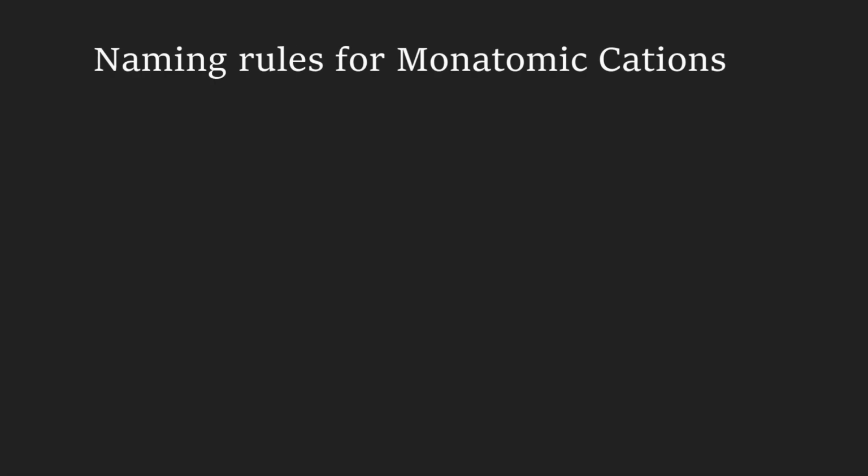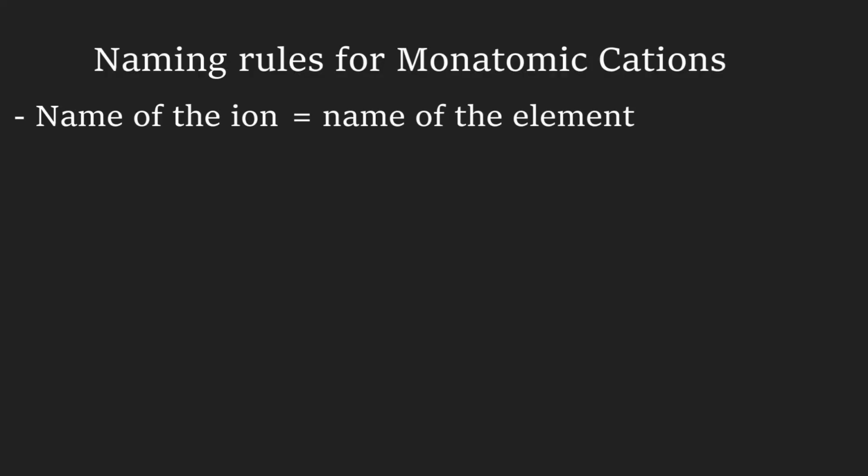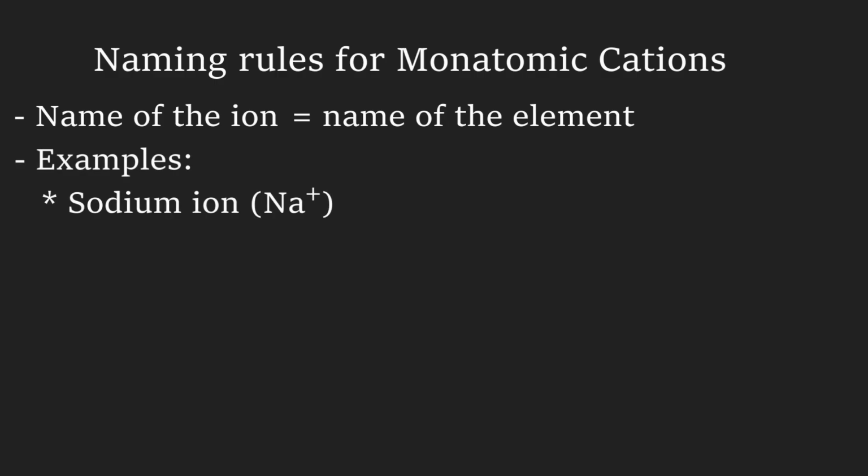For monoatomic cations, the name of the ion is the same as the name of the element, so there is no difference between the name of monoatomic cations and the name of the element. For example, a sodium ion is a monoatomic cation and it is named sodium, just like the element sodium. As another example, a calcium ion is also a monoatomic cation and it is named calcium, just like the element calcium. So the naming rules for monoatomic cations are pretty straightforward, because the name of the monoatomic cation is identical to the name of the element.